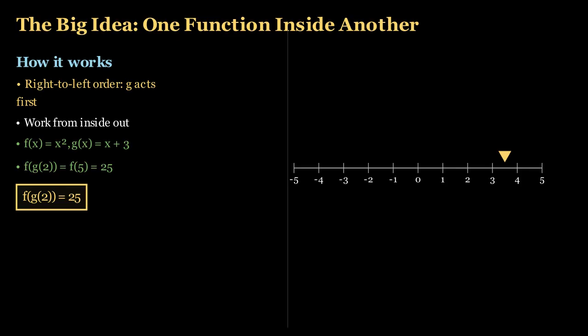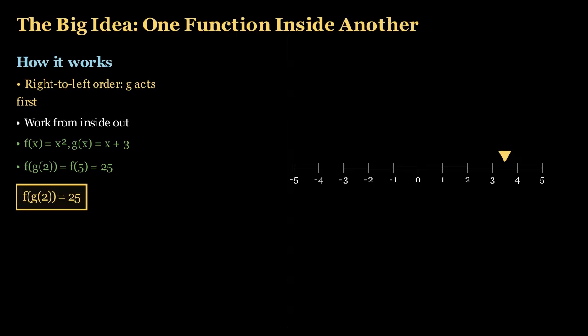Let's solve a real problem using composition. Imagine a circular puddle of water that's spreading. Its radius grows over time. Suppose the radius at time t seconds is given by r of t equals 2t centimeters. So after 1 second, the radius is 2 centimeters, after 3 seconds, it's 6 centimeters.